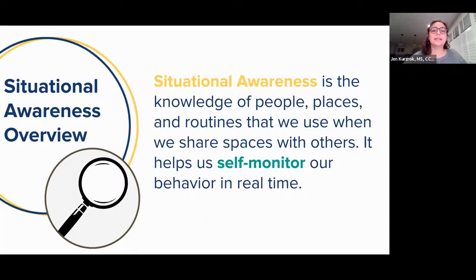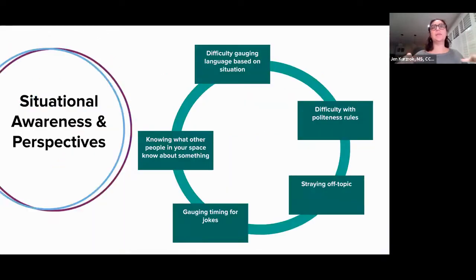Situational awareness is understanding what we know about people, places, and routines, and how those are tied to those people, places, and routines, so that we can use that information when we share spaces with others. And it's really that skill that helps us self-monitor our behavior, because if we don't know what's expected in a place, then we can't self-monitor to know if we are in fact doing what's expected in that space. And one way that we work on this is helping us to take implicit skills and implicit cues and make those explicit for our kids.